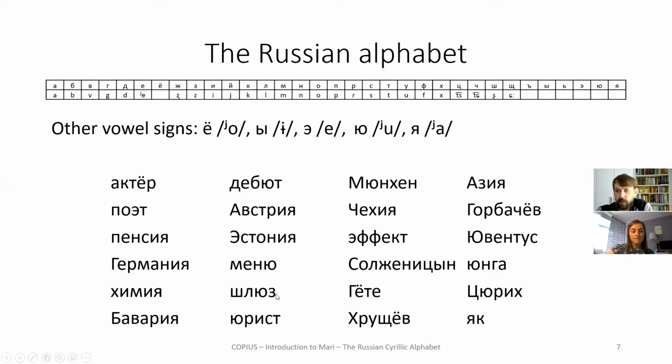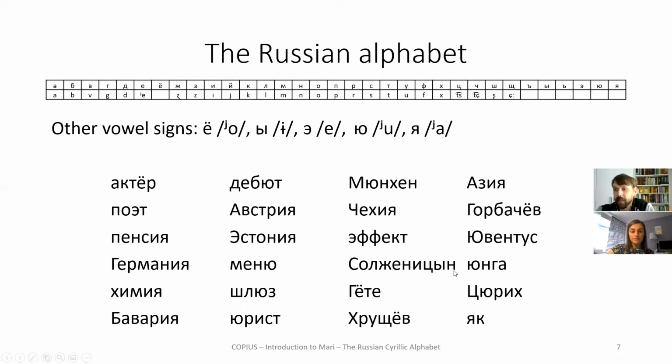Шлюз. Sluice, or German Schleuse, if you know that one. Юрист. Another one that English doesn't really have, lawyer. Мюнхен. Munich, like German München. Чехия. Czechia. Эффект. Effect.